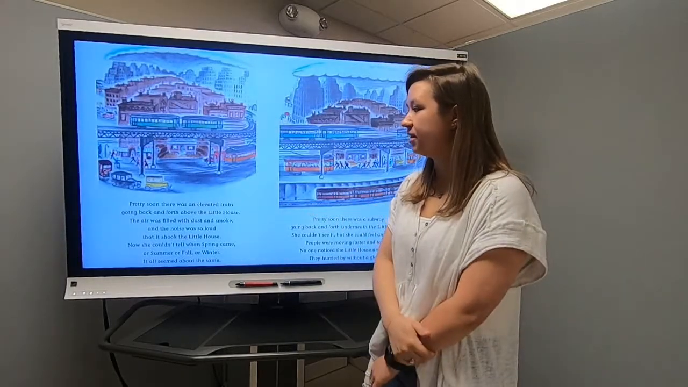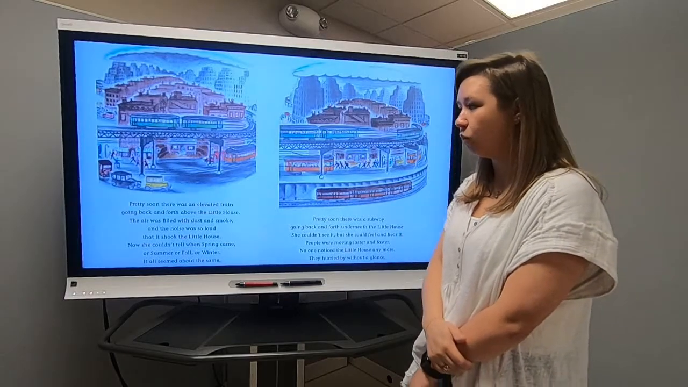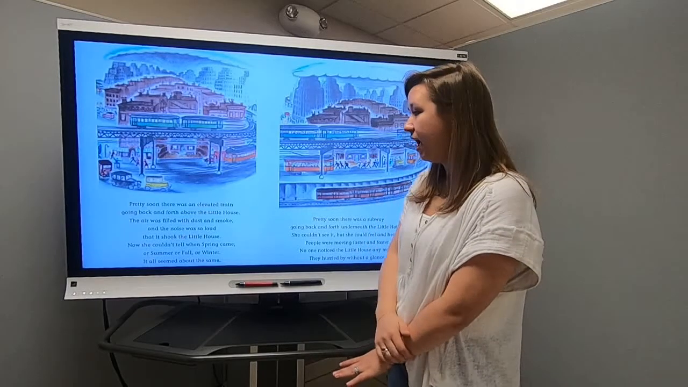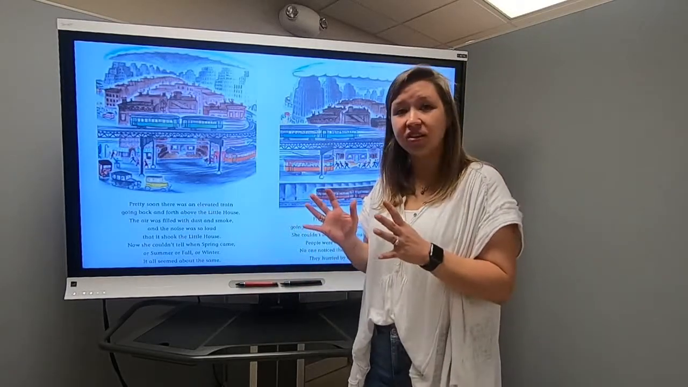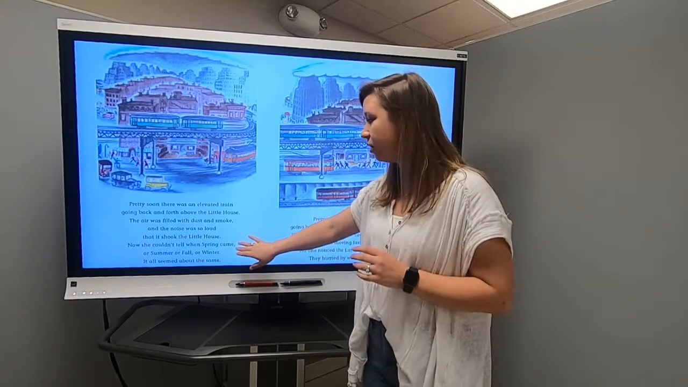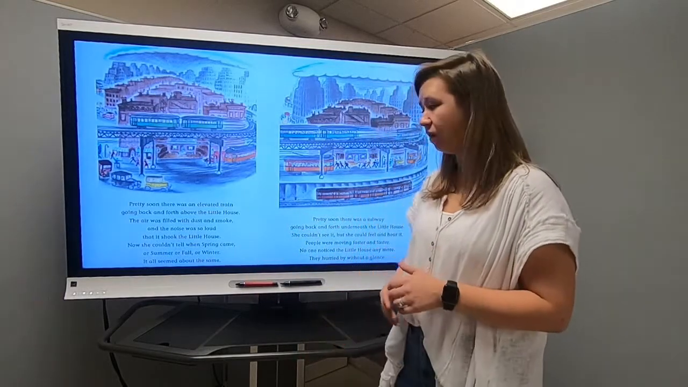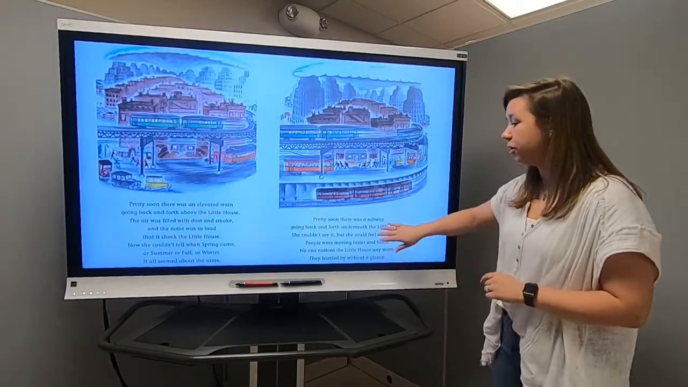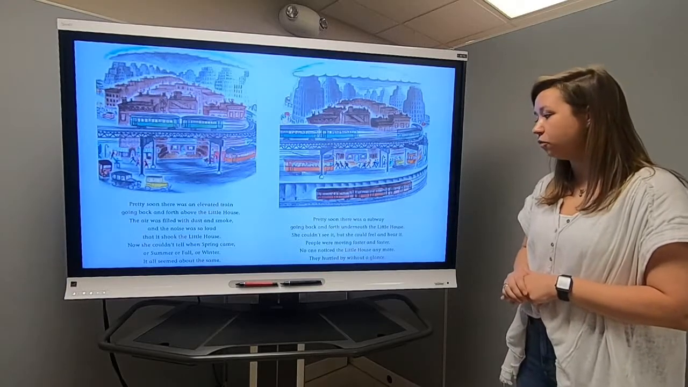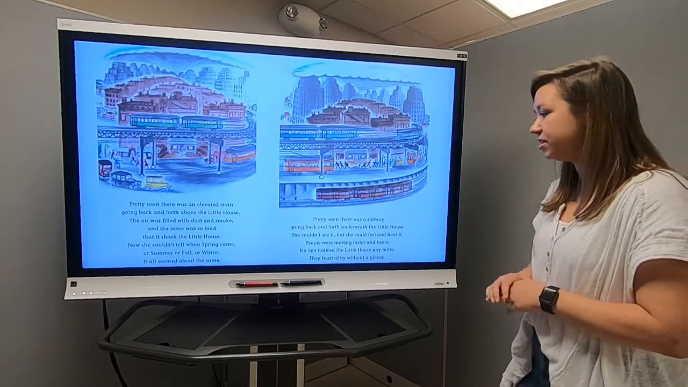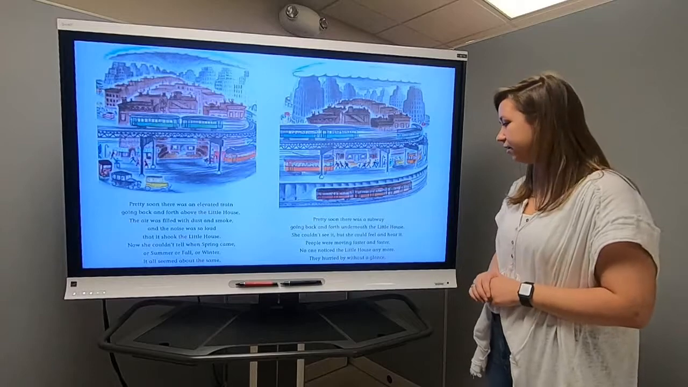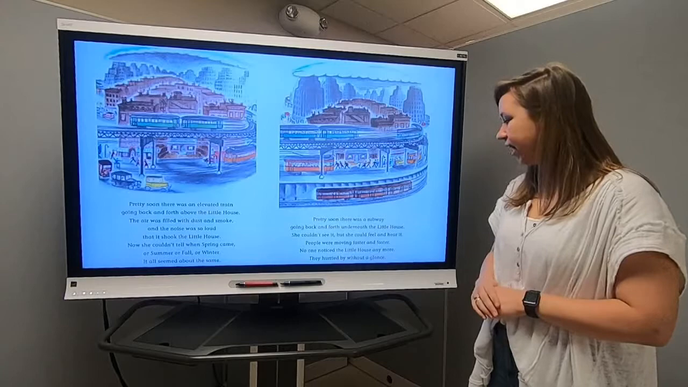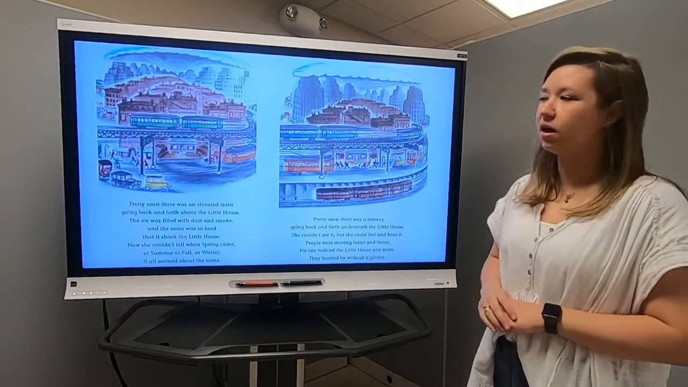Pretty soon, there was an elevated train going back and forth above the little house. The air was filled with dust and smoke, and the noise was so loud that it shook the little house. Now she couldn't tell when spring came, or summer, or fall, or winter. It all seemed about the same. Pretty soon there was a subway going back and forth underneath the little house. She couldn't see it, but she could feel it and hear it. People were moving faster and faster. No one noticed the little house anymore. They hurried by without a glance.